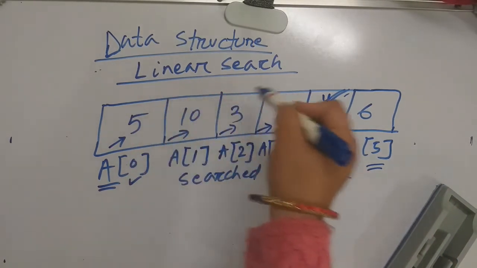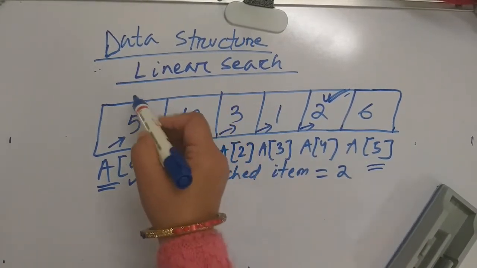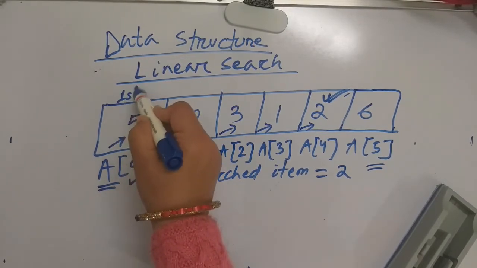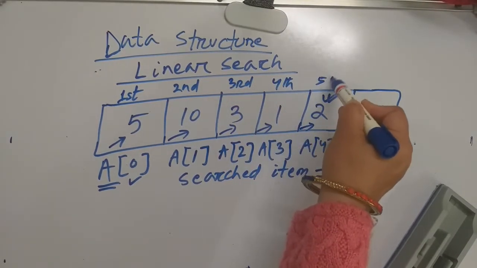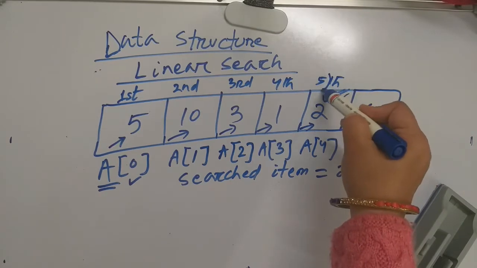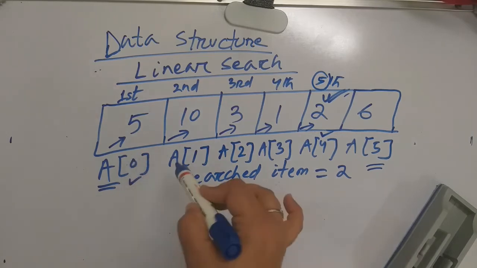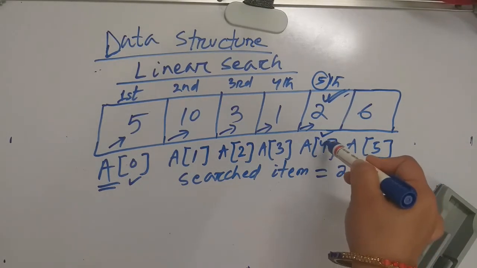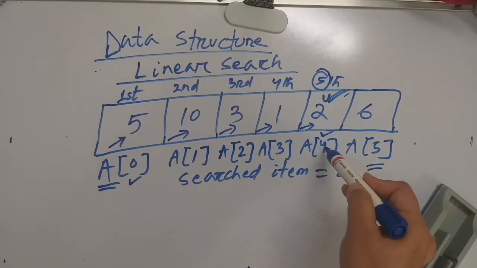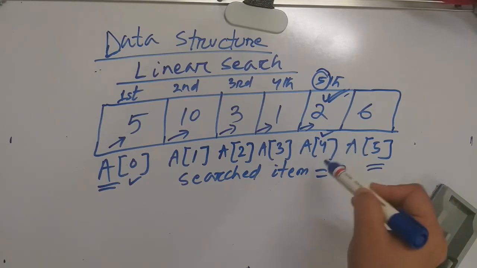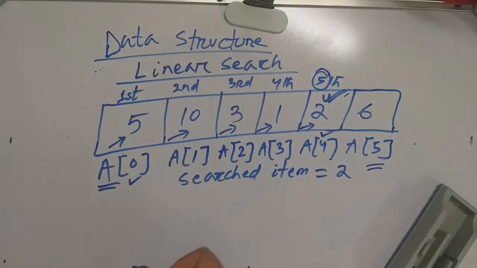So look at this, the position is greater than the index number. This is the first position, this is the second, this is the third, this is the fourth, this is the fifth position. Okay, so look at this, the position here is 5 but the index here is 4. Why so? Because indexing always starts from 0, and at the fifth position the array index is 4. So that means here we write that the item 2 is found in the fifth position. Okay, and the search is successful.